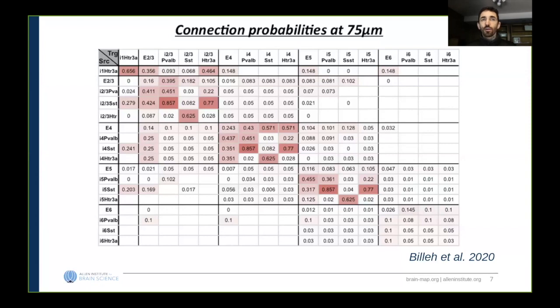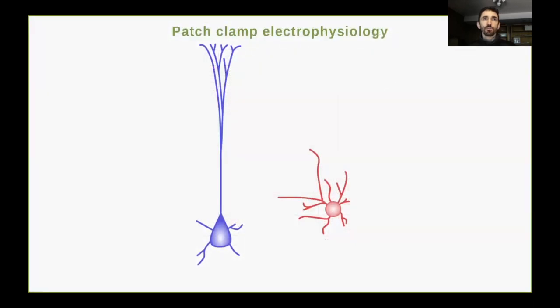Okay, but I said this is hard to do experimentally, so let's talk about the approach. We use a technique called patch clamp electrophysiology. This is the basic idea. In these experiments, we begin with a piece of living brain tissue, and we pick 2 cells that we're interested in. At this point, we have no idea if the cells are synaptically connected.